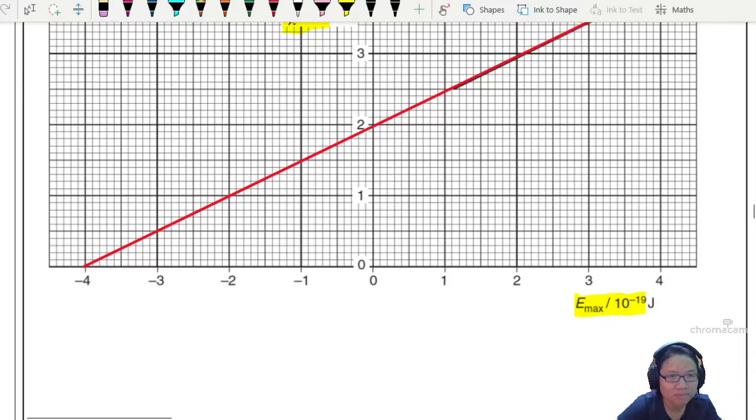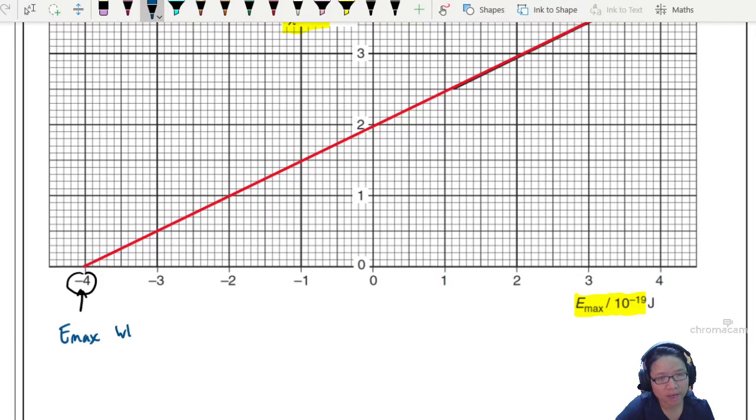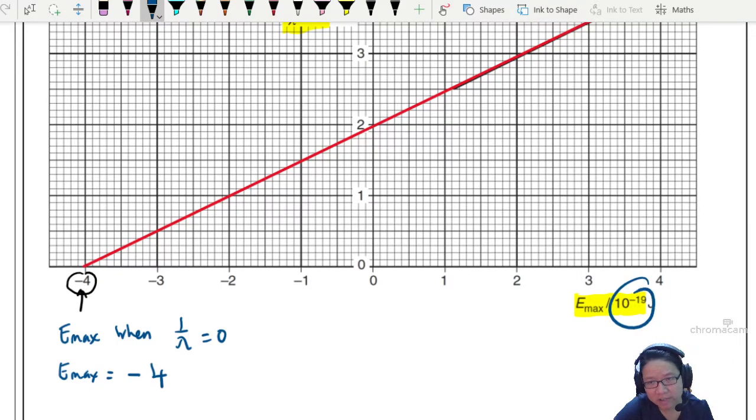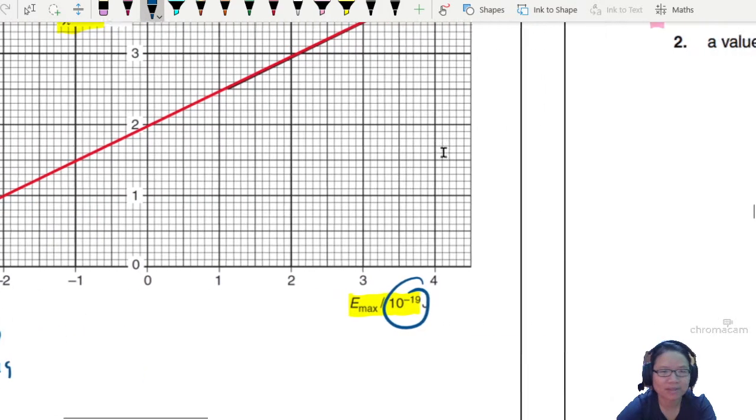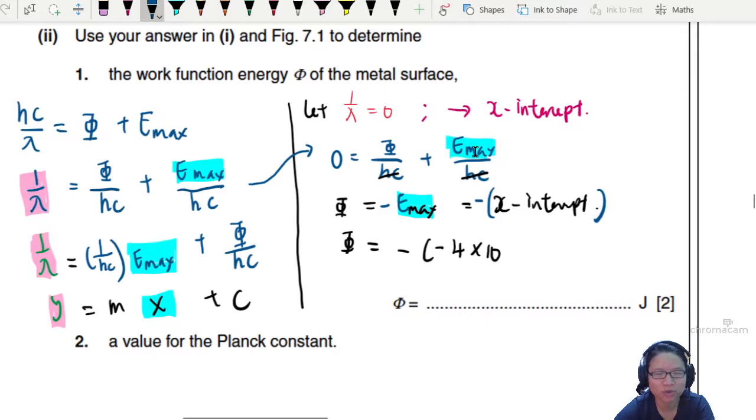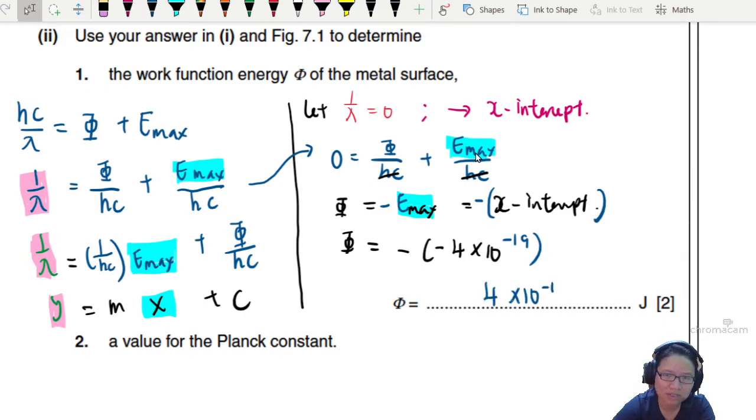I should write this down as if I'm a student. So this one is your Emax when 1 over lambda is 0. So your Emax is equal to -4. Prefix is here, times 10 to the power -19. I'm not going to edit this, so you'll be fine. You get the idea. 10 to the power of -19. Negative, positive, 4 times 10 to the power of -19 joule.